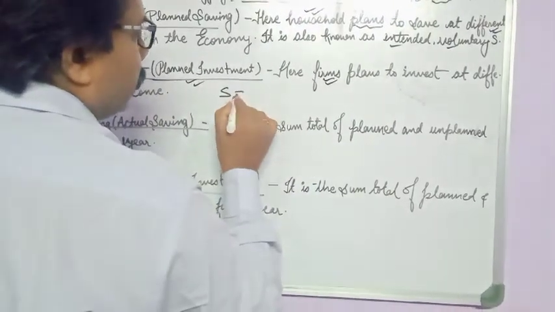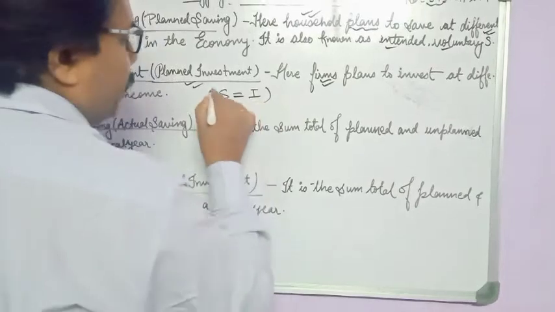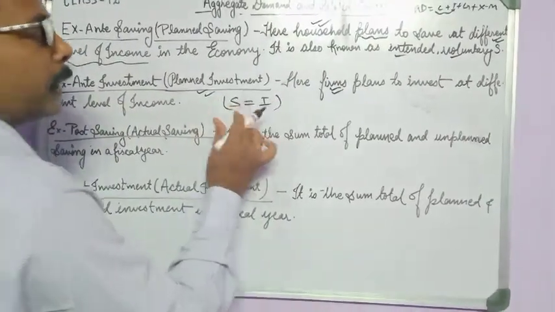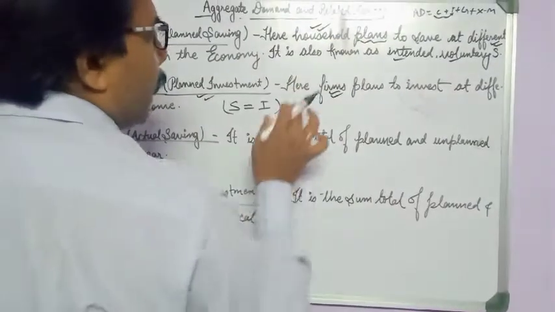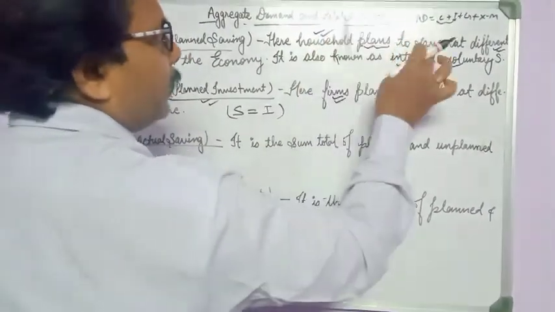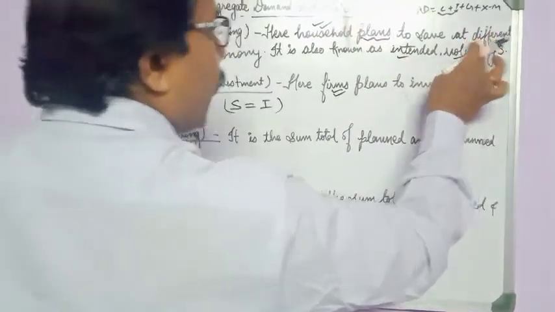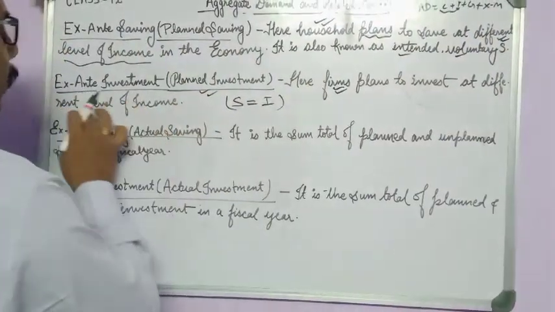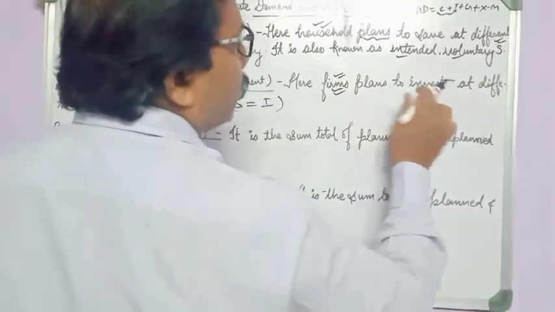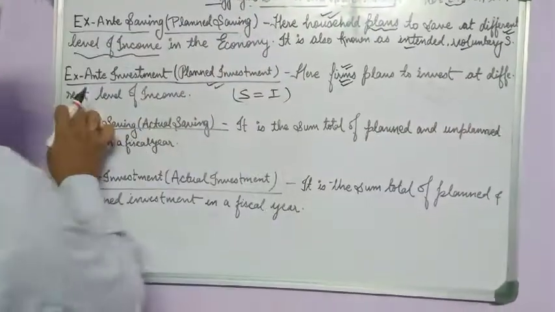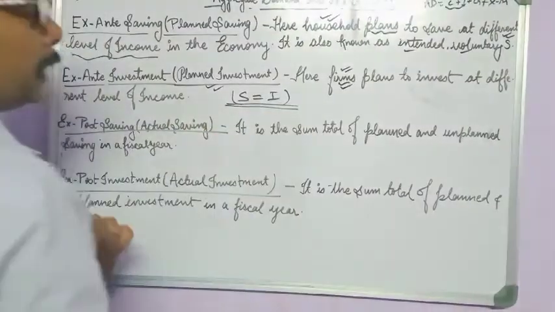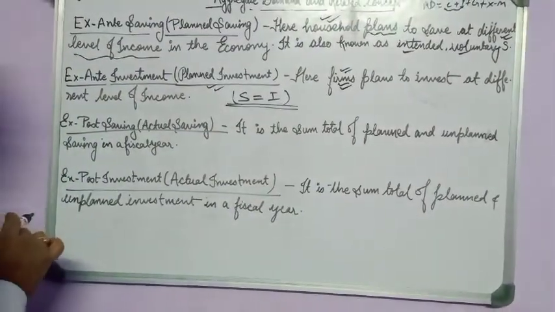So here that is the firm and here that is the household, and that's why we say S is always equal to I. We do not take the actual saving. We always take the planned saving and the planned investment, because here the household is saving or planning to save at different levels of income. On the other hand, here the firms plan to invest at different levels of income, and that's why we calculate S is always equal to I.